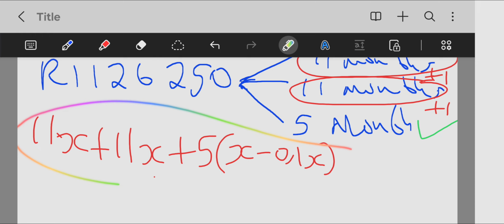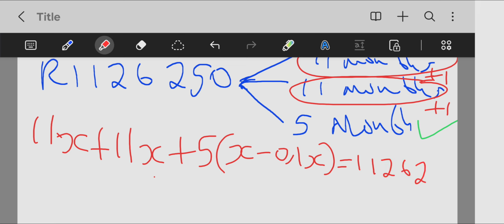And when we add all these together, they give us 1,126,250. Right. Let's now remove the brackets. We will somehow add this together. 11 plus 11 is 22x. And then, now we're going to remove the brackets.